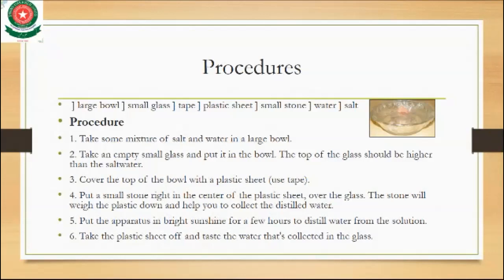Put a small stone right in the center of the plastic sheet over the glass. The stone will weigh the plastic down and help you to collect the distilled water easily. Then you can put all the apparatus in bright sunshine for a few hours to distill water from the solution.